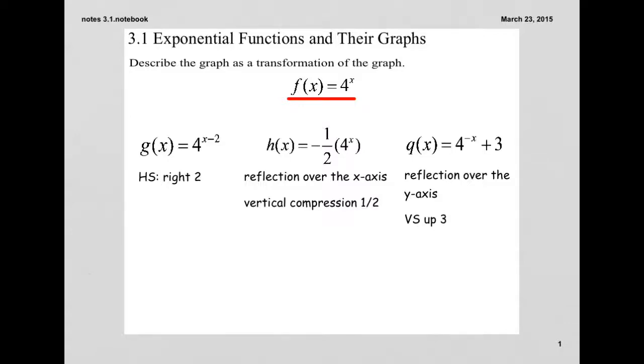Welcome to Chapter 3, Section 1, Exponential Functions and Their Graphs. Describe the graph as a transformation of the graph f of x equals 4 to the x power.